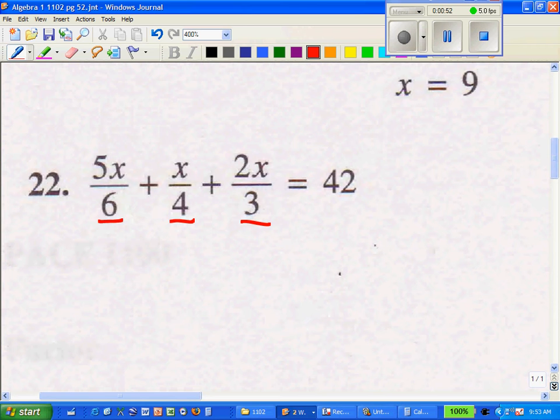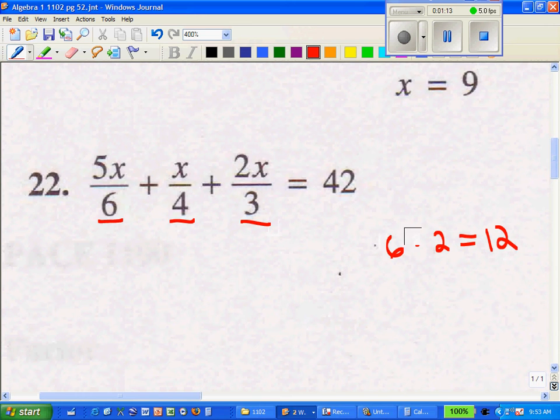So then, since 6 is not the common denominator, I double 6. In other words, I multiply 6 times 2. That gives me 12. And I ask, okay, are the other denominators factors of 12? And in this case, yeah, they are. 4 is a factor of 12, and 3 is a factor of 12. Okay. So that's the common denominator, 12.